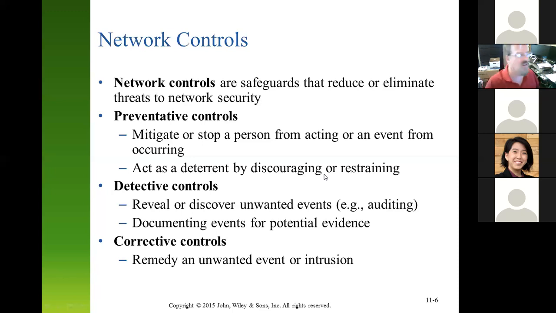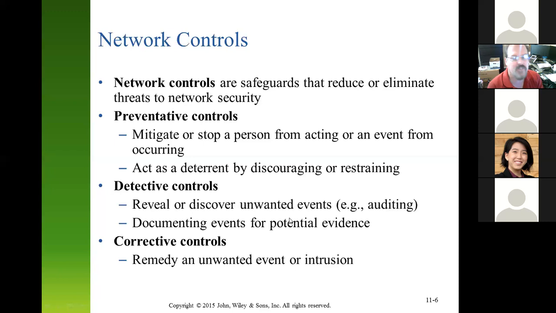That's layer one. A detective control is where we, as network managers, reveal or discover unwanted events, such as running that IP scanner or port scanner that I showed you earlier, and discovering, oh no, I've left my web server port 80 open, or a certain port number is open that anybody on my local network can log into and use that server as an email server.